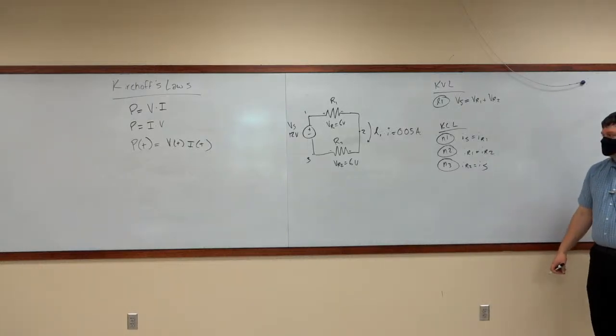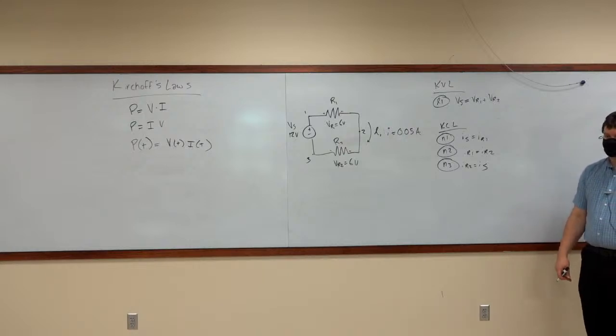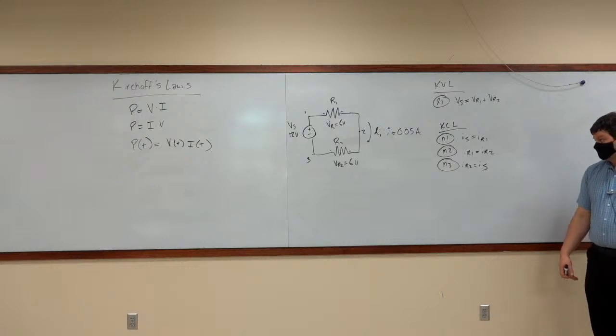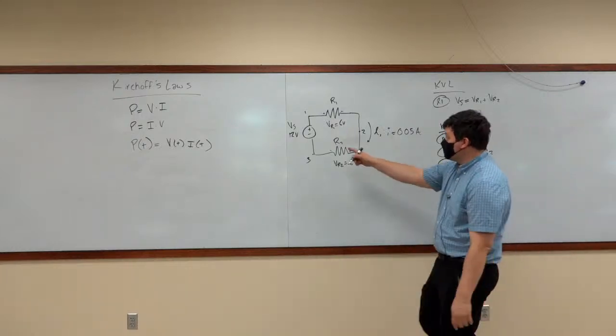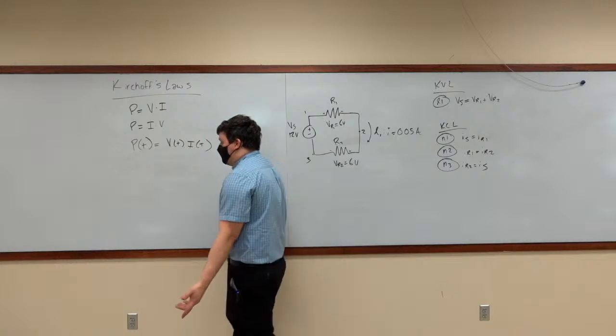Okay? So the question is, how do I figure out the power going through Vs? You multiply the voltage Vs by the current going through Vs. What is Is?